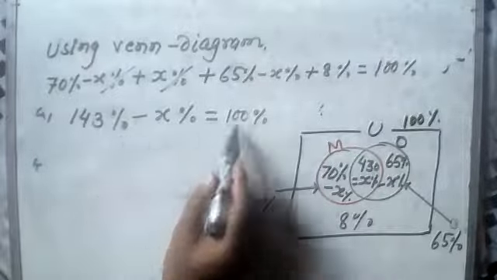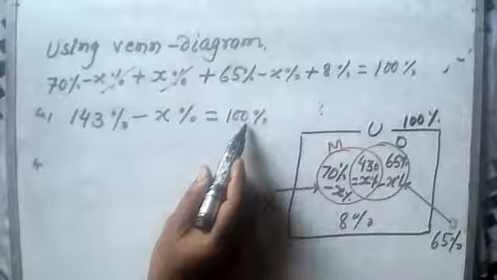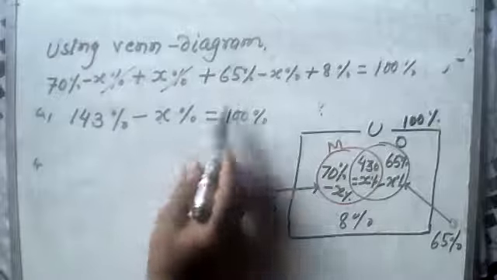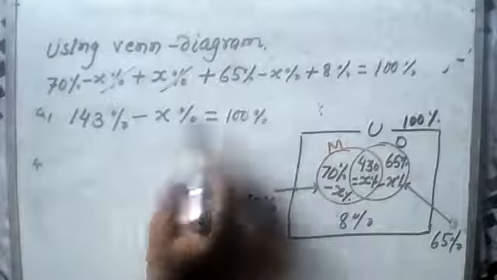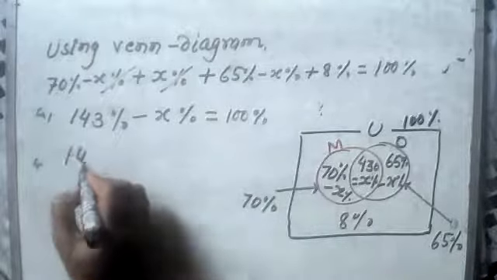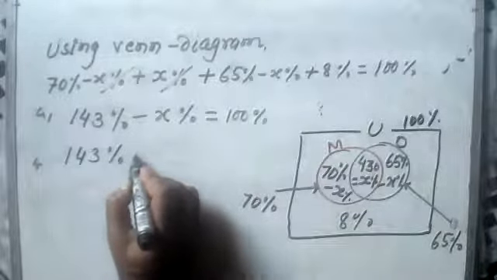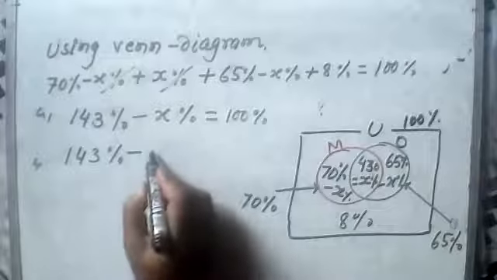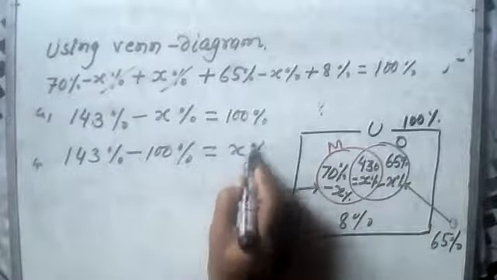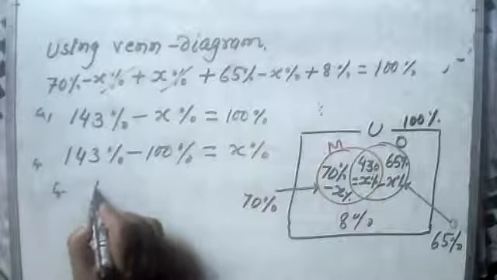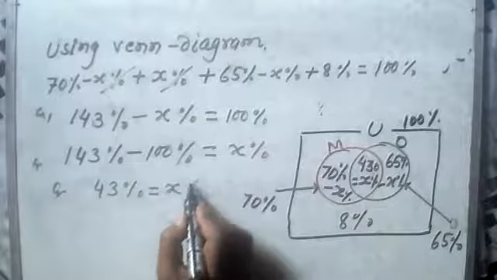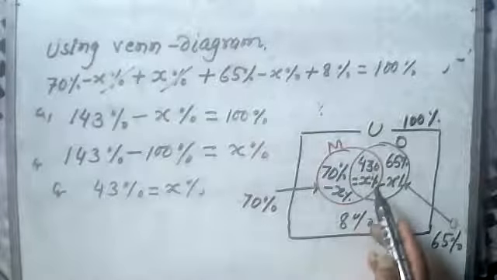Now we need to get the value of X percent, not the minus X percent. So this is sent to the left side, from right to left. The sign of this will change, and this goes to the right side. This minus X percent will be plus X percent. So 143% is as it is. Now 100% comes to this side, and this 43% is equal to X percent. We got this as 43%.